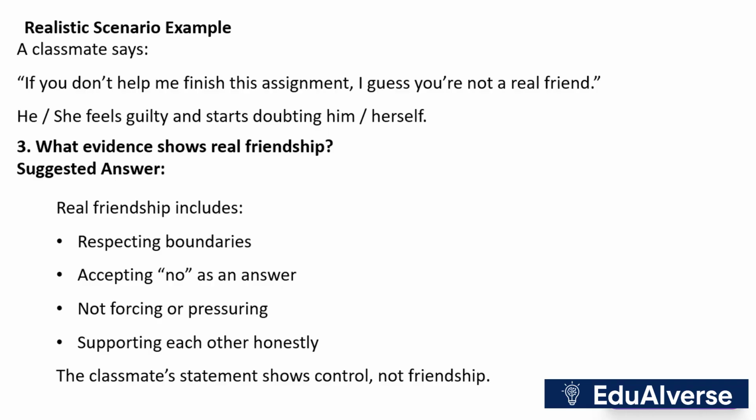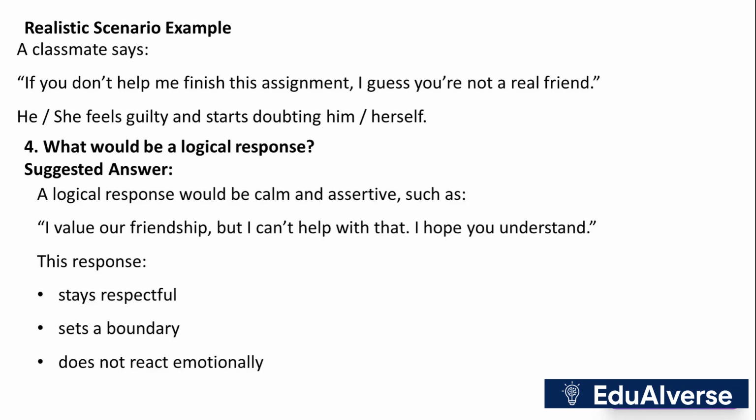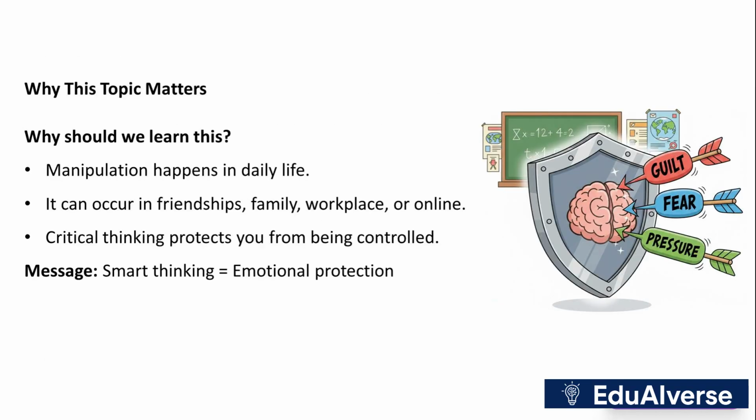Identifying these signs helps distinguish genuine relationships from manipulative ones. A logical response to manipulation is calm and assertive, maintaining respect and setting boundaries. This approach protects your emotional well-being and reinforces healthy relationship dynamics. Manipulation is prevalent in daily life, affecting various relationships. Learning to identify and protect against it using critical thinking is essential for emotional protection and maintaining control over your decisions.